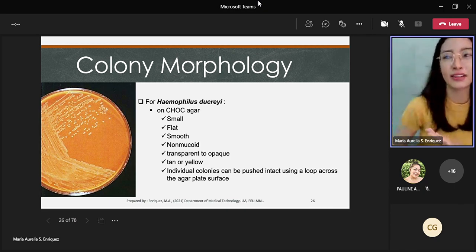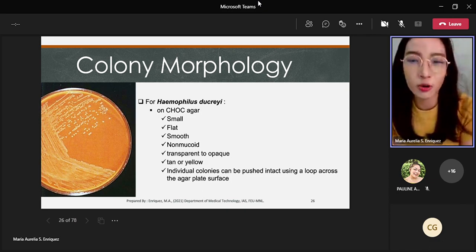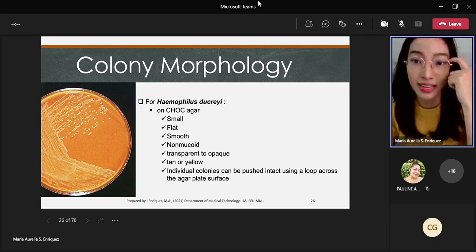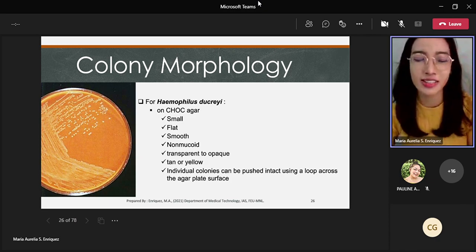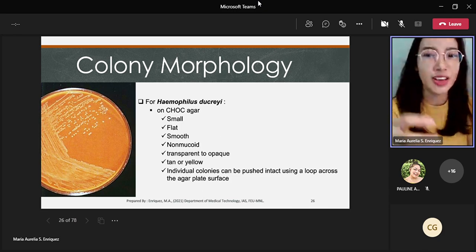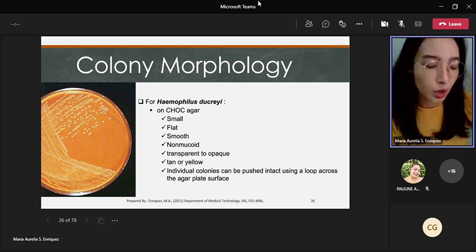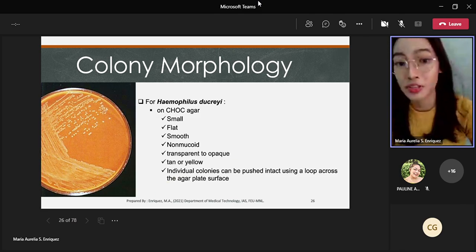Di ba may ganun din pong characteristic yung Moraxella catarrhalis, which was able to earn them the nickname of being hockey puck colonies. Kasi kapag kukuha ka ng colonies, imbis na makuha mo nga mismo yung colonies, they would just move from one place to another. So minsan po, ma-observe din natin yan with Haemophilus ducreyi.